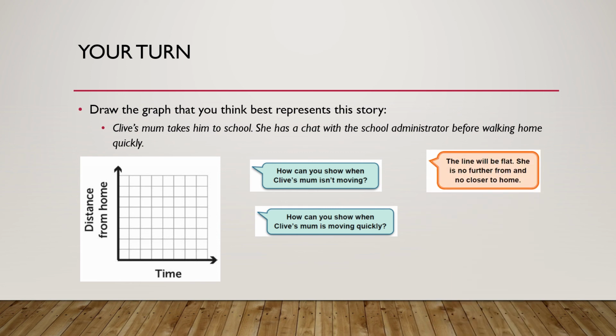If she isn't moving, the line is going to be flat. Time is going by, but she's not moving any closer to or further away from home. Whereas when she's moving quickly, the line is going to be steep. That means that they're covering a lot of distance in a very short time. So it would be quite shallow when they're walking to the car, for example, but then if they're going in the car, then it would be very steep as they drive off.